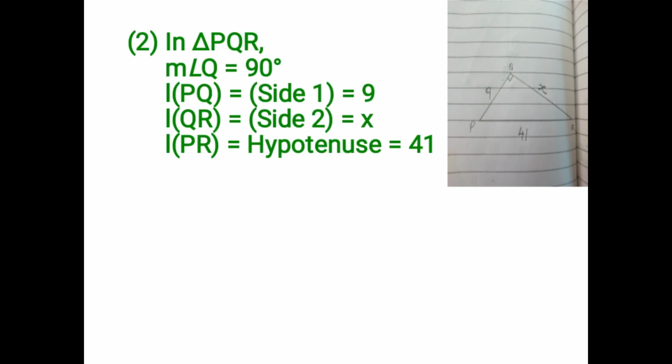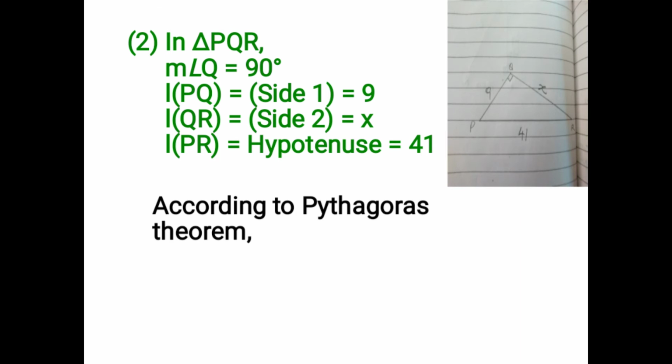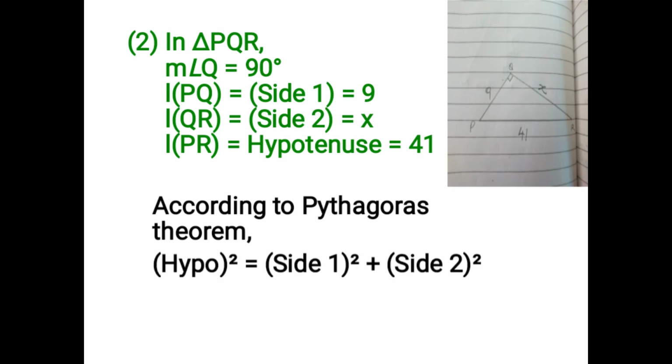In triangle PQR, measure of angle Q is equal to 90 degrees. Length of PQ is equal to side 1 is equal to 9. Length of QR is equal to side 2 is equal to x. Length of PR is equal to hypotenuse is equal to 41. Now, what I just explained on the figure, all those things you have to write first, and then you have to use the Pythagoras theorem formula. According to Pythagoras theorem, hypotenuse square is equal to side 1 square plus side 2 square. For hypotenuse you can write the short form here.